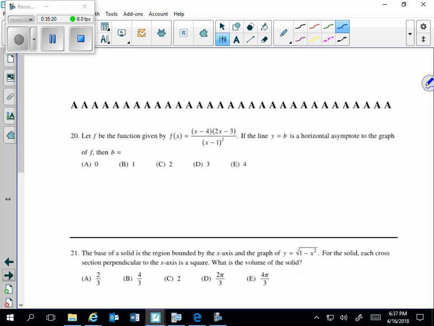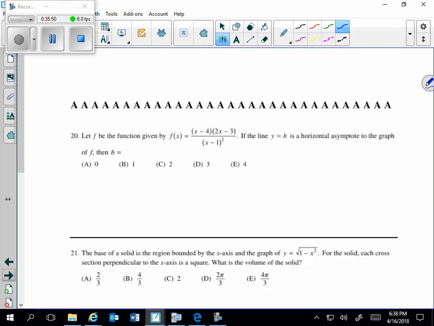Let f be that function. Y equals b is a horizontal asymptote to the graph of f. And b must equal what number? Basically, where does my horizontal asymptote occur? In general, where do horizontal asymptotes occur? At relative extrema, correct? Relative extrema occur where my derivative is equal to 0. Horizontal asymptotes happen where my derivative is equal to 0.